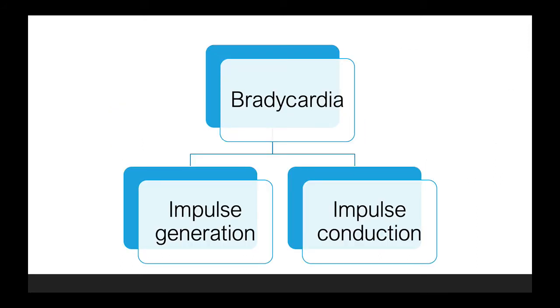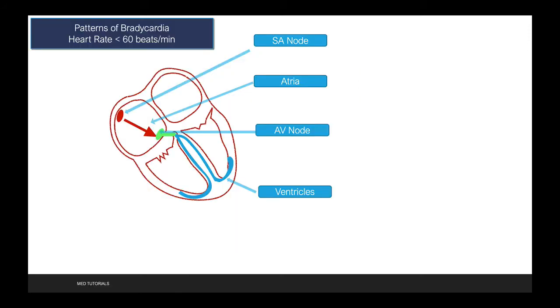Looking at the causes of bradycardia, we have basically two main pathologies going on. It could either be a failure of impulse generation or a failure of impulse conduction. Sometimes you could have a mixture of both, but these are usually the two main pathophysiological problems that are taking place in bradycardia. And if we understand this, it'll help our approach in some way.